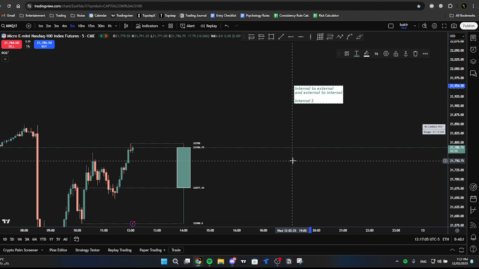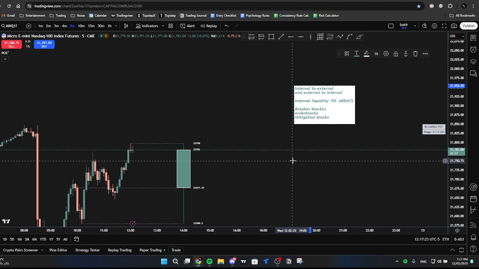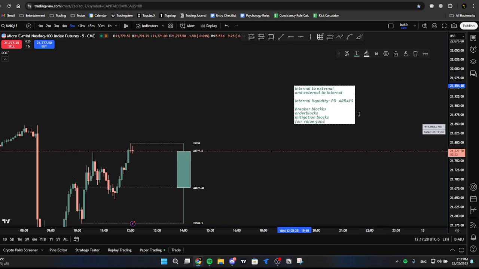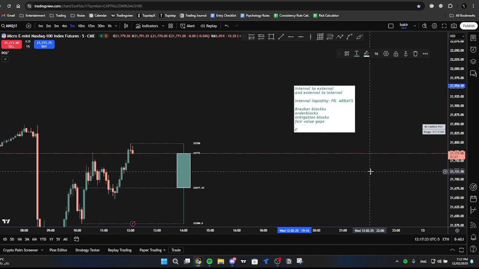So internal liquidity, or internal range liquidity, means any PD arrays, breaker blocks, order blocks, mitigation blocks, fair value gaps, like any ICT concept basically. And external liquidity is just swing highs and swing lows.